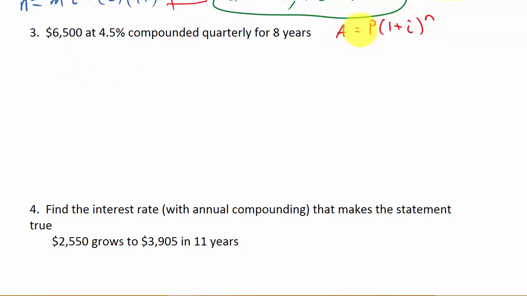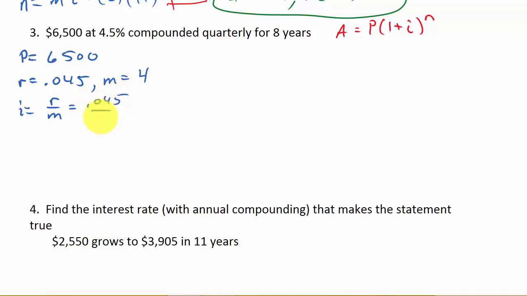So let's see what we've got. We've got P is equal to 6,500. Okay, I've got R is 0.045, 4.5%. Put it as a decimal. Compounded quarterly, so M is 4. So now I can get I is equal to R over M, which is 0.045 over 4. 0.045 divided by 4. That is equal to 0.01125.